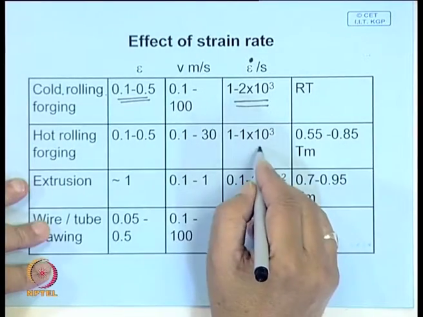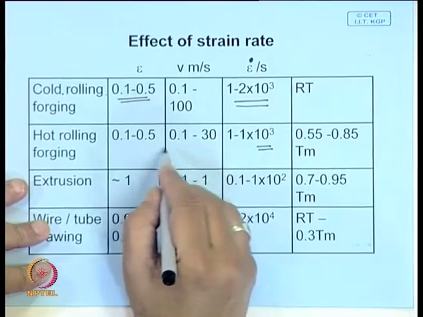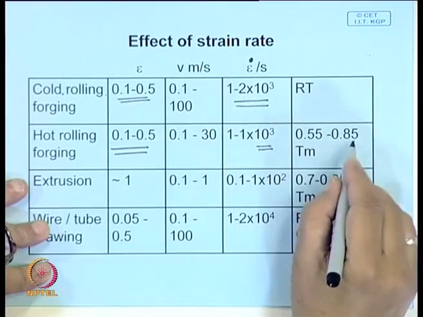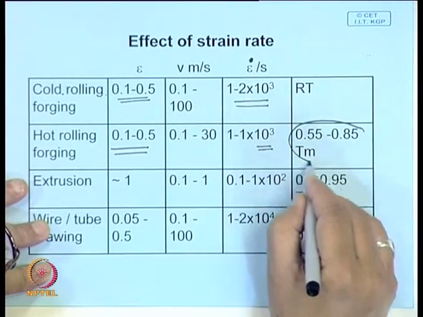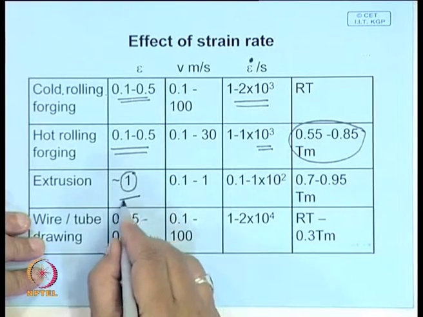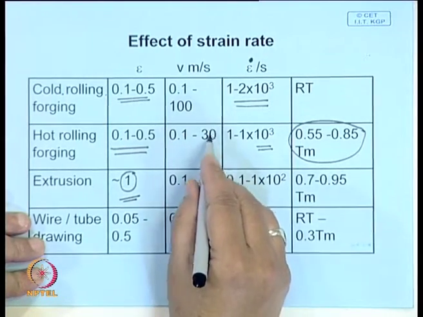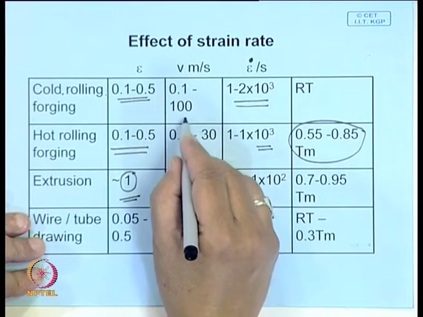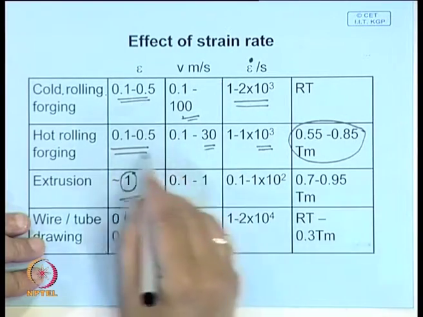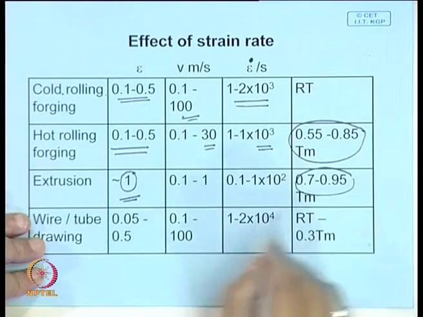In hot rolling also the strain rate may be the same, and the amount of strain is also the same, but it takes place at a much higher temperature. In extrusion, the total amount of strain that can be given is much higher. The velocity is not as high as in cold working or hot forging or hot rolling, but the temperature at which extrusion is done is much higher.